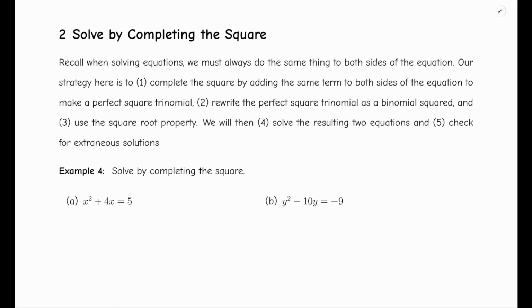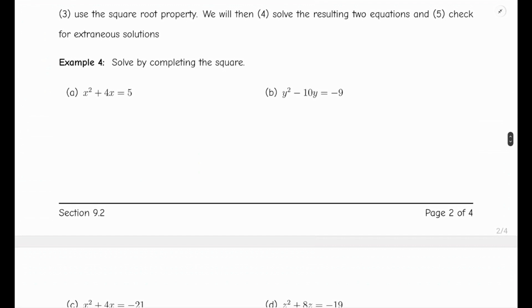So now the reason why we're going to be solving by completing the square is these equations can't be solved using the square root property directly and/or cannot be factored. You should always try those two first because they're easier to do. But here, I'm just going to follow directions and complete the square.